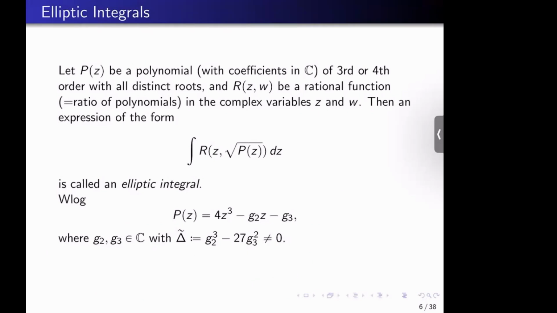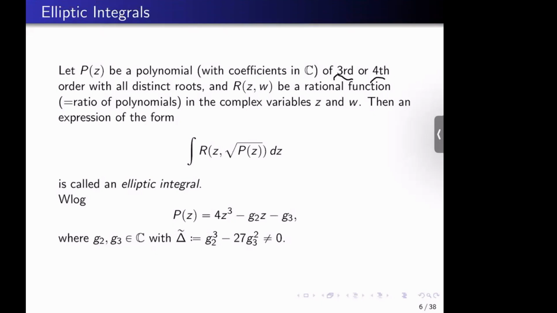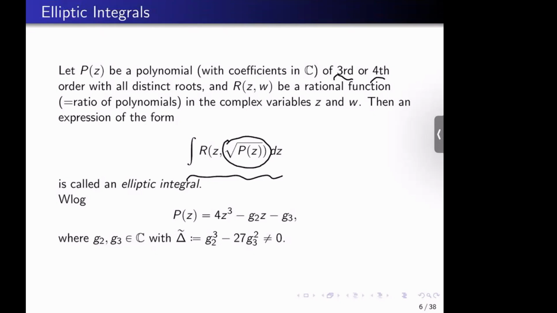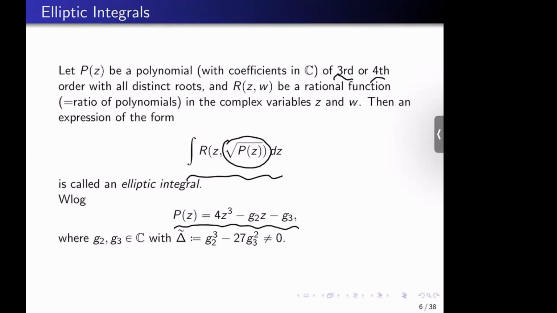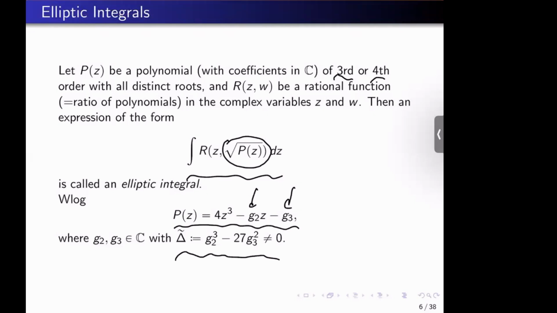So if you have a polynomial, and of course the polynomials here will have coefficients in the field of complex numbers, that has order 3 or 4, and you look at an algebraic function, a rational function in two variables, where you insert for one of the variables here a root of your polynomial, then you call this expression an elliptic integral. One can introduce some normalization for these integrals by bringing the polynomial whose root you're taking into some kind of a standard form. And this standard form here, where you have a cubic polynomial with these coefficients here, is a normalization that goes back to Weierstrass, actually. So we can always assume that this polynomial has this form. One can also assume that the roots of the polynomial are all distinct, and this leads to this condition that the so-called discriminant of the polynomial should not vanish. We'll get back to this in a moment.